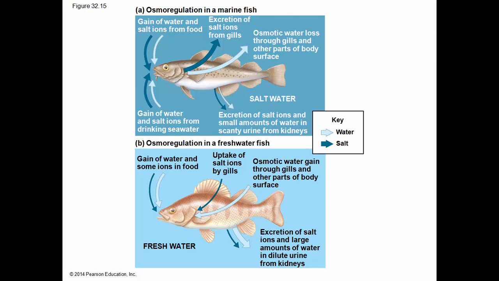And the freshwater fish gains some of the water and ions from food, uptake of salt ions in the gill, osmotic regulation, and excretes salt ions in large amounts of water through dilute urine in the kidneys. So it has dilute urine. It's trying to maintain salts inside, and this has a lot of urine. Okay, and this is trying to maintain water inside the system.